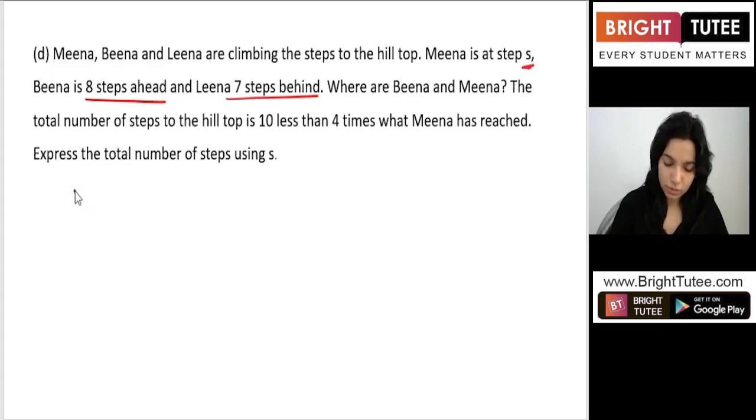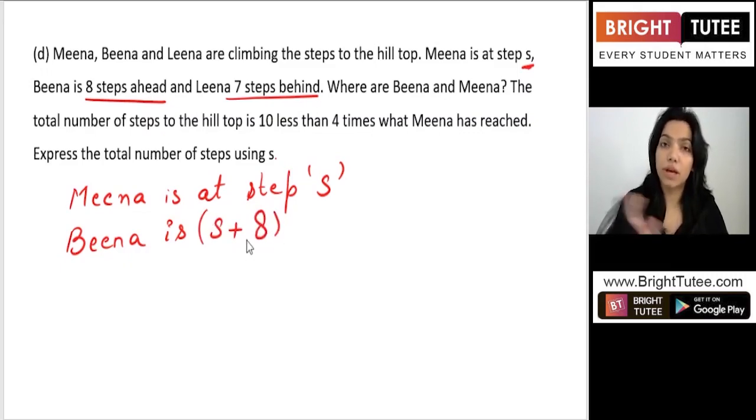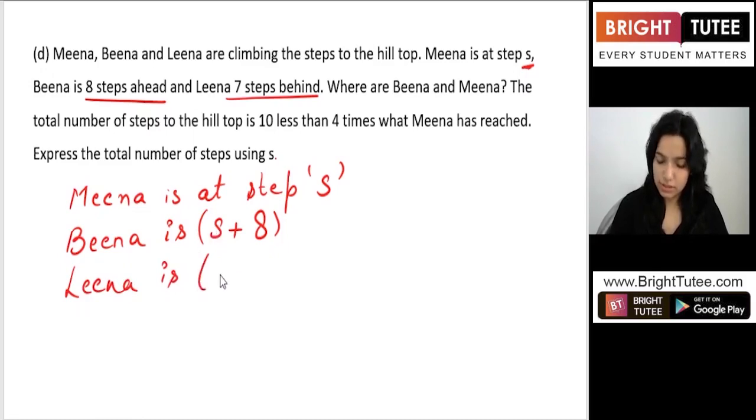Let us first write down what is Meena step at. So Meena is at step S. So this is what Meena is standing at, right? So where is Beena? Beena is 8 steps ahead. So it is S plus 8, right? So because these are steps, these are the numbers. So they have got no units with it. Then where is Leena? Leena is 7 steps behind. So it is S minus 7, right?